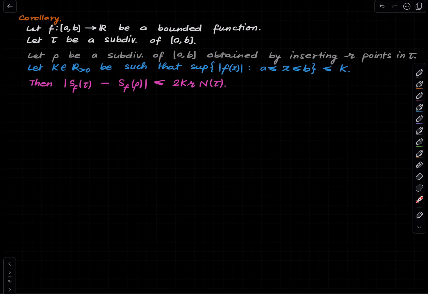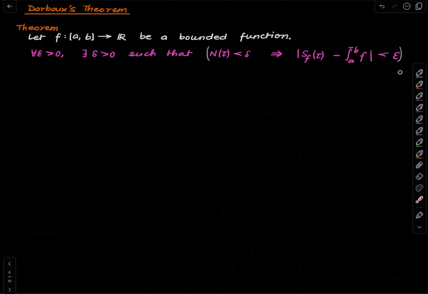So now, this is a theorem due to Darboux. Fix a bounded function. Then, for all epsilon greater than 0, there is delta greater than 0 such that whenever you choose a subdivision tau whose norm is smaller than delta, the upper sum approximates the upper integral with an error of at most epsilon or less than epsilon.